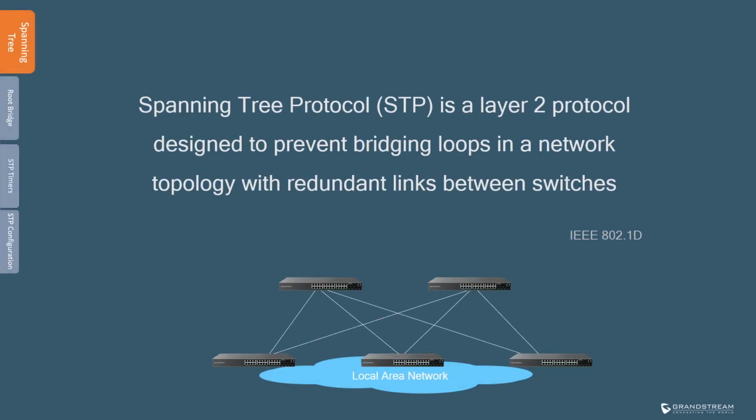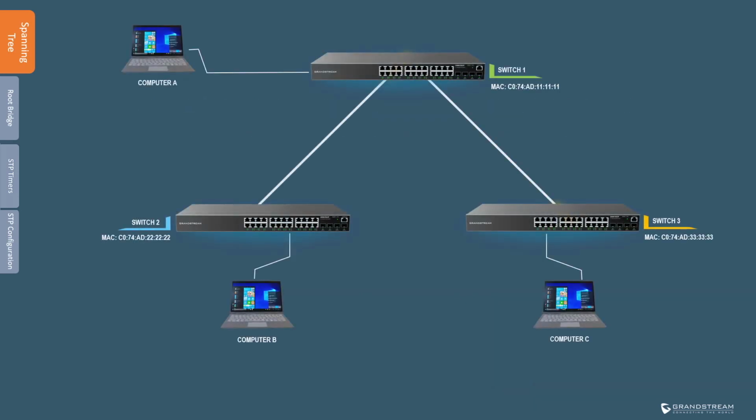Spanning tree protocol is a layer 2 protocol designed to prevent bridging loops in the network topology with redundant links between switches, like the one you see in this image. Basically, the main function of STP is to ensure that the network topology remains loop-free. Let's use this topology to help us understand the purpose of enabling spanning tree protocol on the switches.